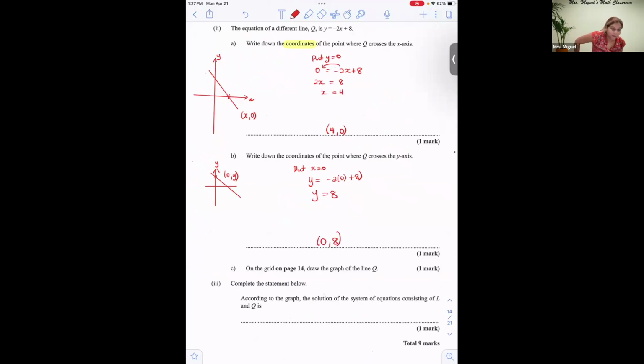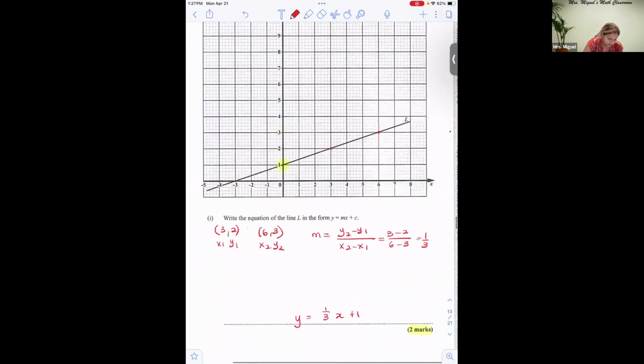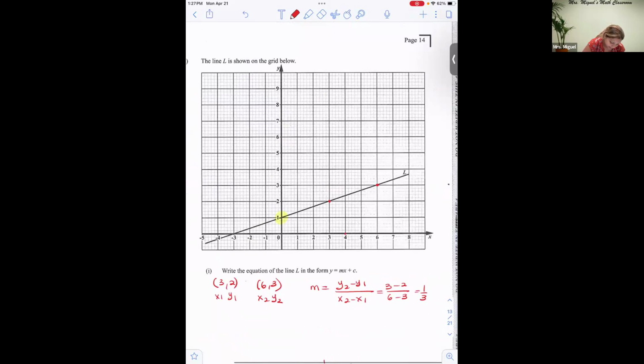The next part of the question says to draw the line Q. You know that we are required to draw a line using 2 coordinates. We just need 2 coordinates to draw a line. And according to the graph, they want the solutions. Where the 2 lines intersect, that is the solution. So let's do it: (4, 0) and (0, 8). I will draw the line.